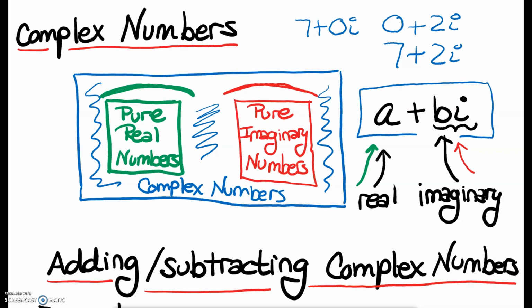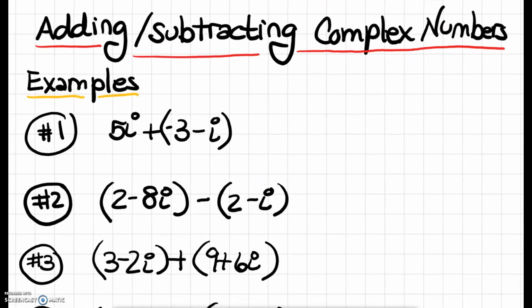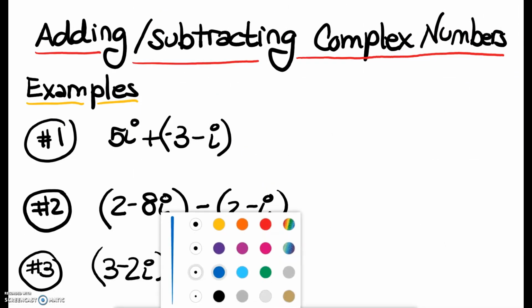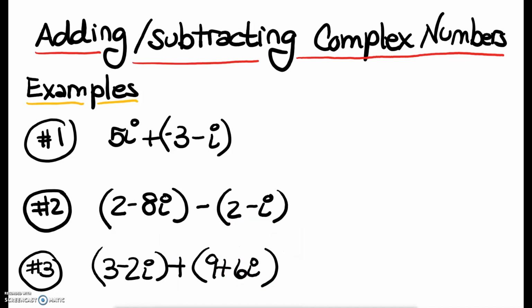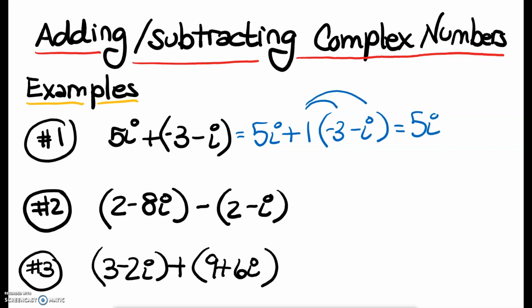So how do we go about adding and subtracting complex numbers? Well, it's very similar to how we went about adding and subtracting real numbers with variables. You just add and subtract like terms by adding and subtracting the numbers in front. Here we have an example where we're taking 5i and adding to it, remember, there's always a number out in front of parentheses, 1 times negative 3 minus i, and we have to distribute that 1. So we end up with 5i minus 3 minus i.